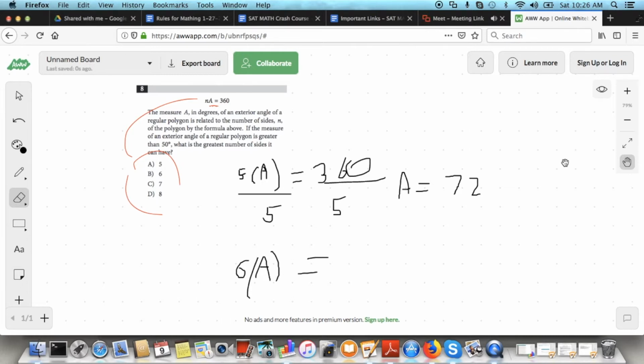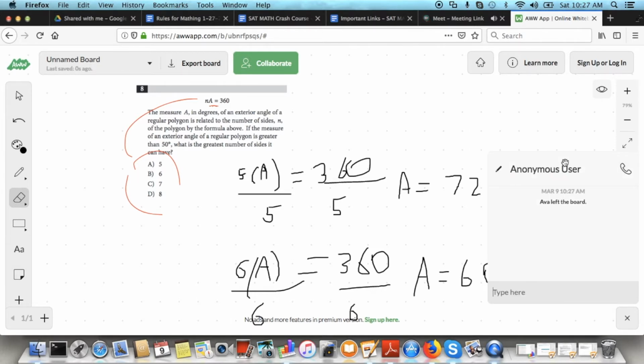Equals 316. Divided by 6. 8. All right, is that angle bigger than 50? Yes, it is, right? And so you see now why we can't just go with the first answer choice that gives us a true statement. We can, however, eliminate A because it's not the biggest side that gives us an angle bigger than 50. Does that make sense?